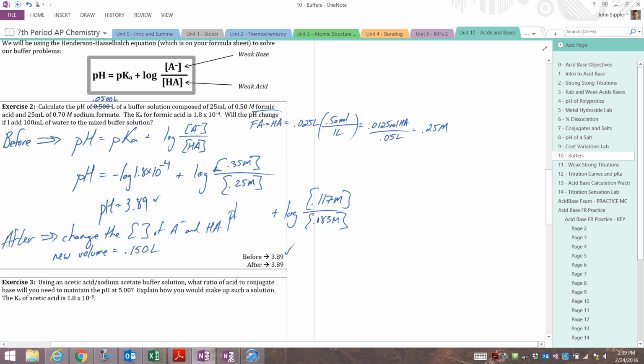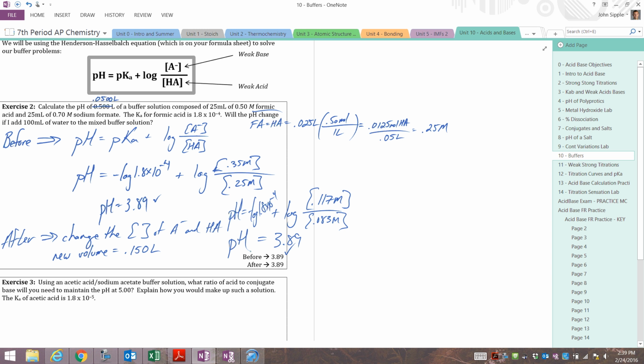So the pH is equal to minus log 1.8 times 10 to the minus 4, plus the log of the ratio, but it's the same ratio. All right, so the pH is still going to be 3.89. Just recognize that no matter what the volume of the solution is, ultimately the pH is going to be determined by the ratio of the buffer components to each other, because that's really the part that's going to be changing.